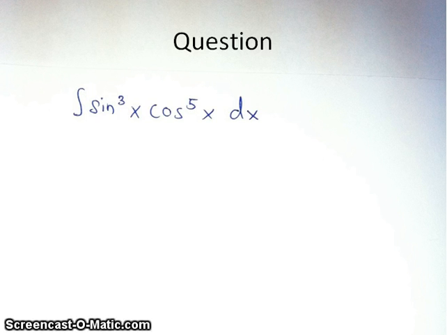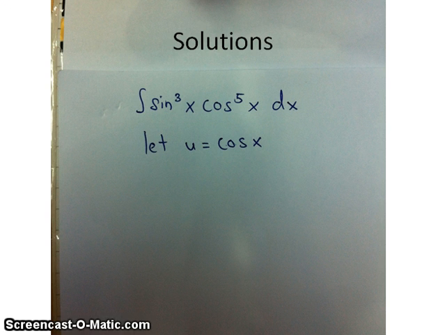So the question that was given to us is to find integration of cubic sine x times cosine powered by 5x times dx. So as you can see, powers of both sine and cosine are odd numbers. So we can let u be either sine or cosine. So we decided to use cosine as u, as it's proven that it will be easier later on.